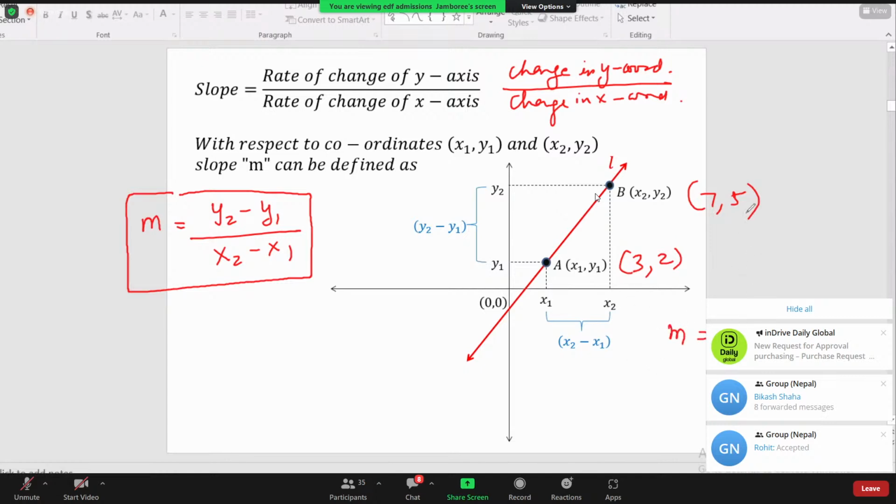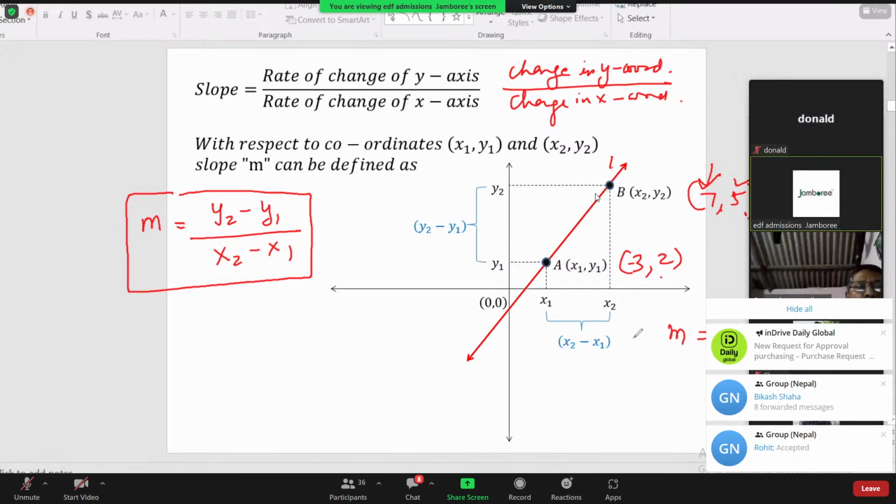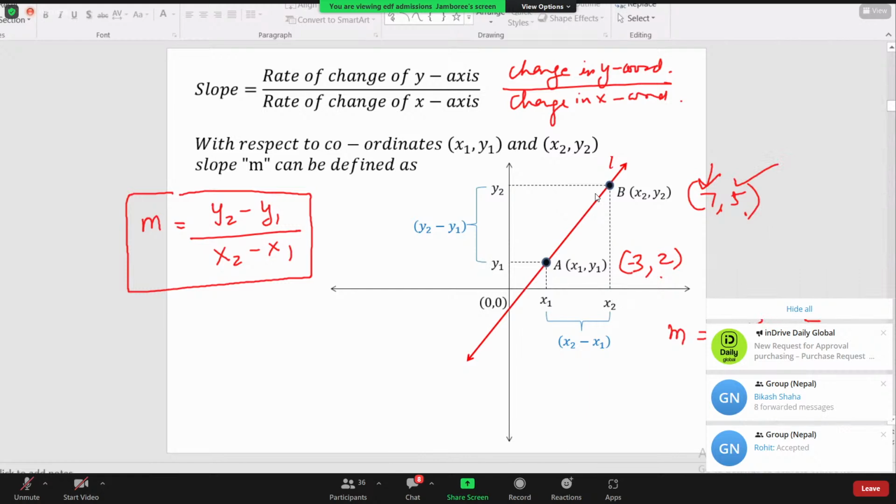So it will be simply y2 minus y1, so that will be 5 minus 2 divided by x2 minus x1. If we have taken 5 first in the numerator, we need to take 7 first in the denominator. So that will form 5 minus 2 divided by 7 minus 3. So the slope of the line will simply turn out to be 3 divided by 4, and that will be the answer.